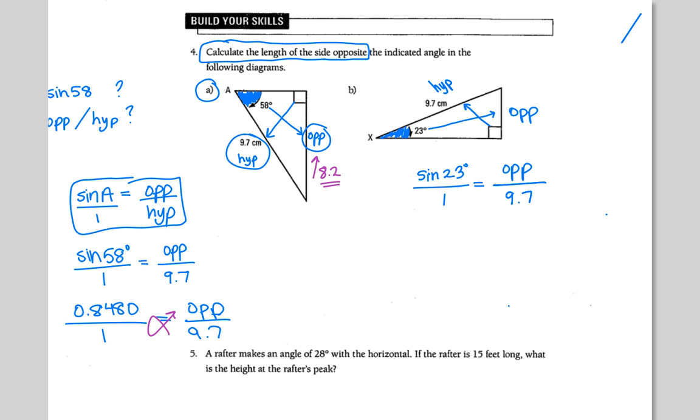So sine 23, if I type that in my calculator, I get 0.3907. I go to 4 decimal places for accuracy. Now I cross multiply with that ratio. So 9.7 times 0.3907, and I got 3.8. So this is 3.8.